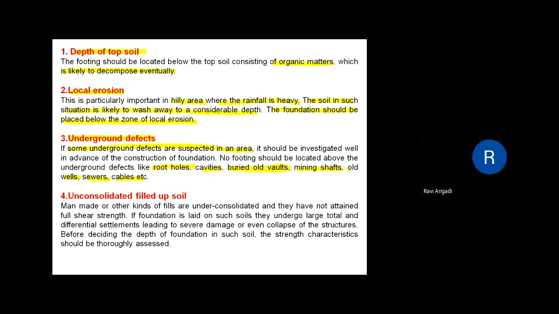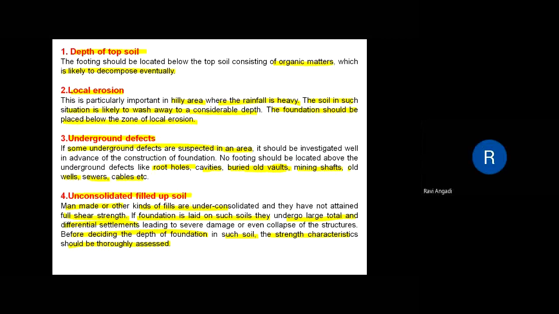Then unconsolidated filled-up soil. Man-made or other kinds of fills are unconsolidated and have not attained full strength. If foundation is laid on such soils, they undergo large total and differential settlements, leading to severe damage or even collapse of the structures. So before deciding the depth of the foundation in such a soil, the strength characteristics should be thoroughly assessed. Is it clear? Yes, sir.